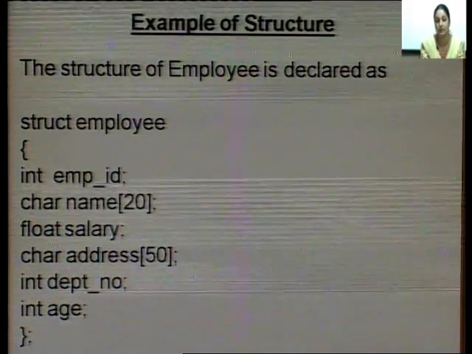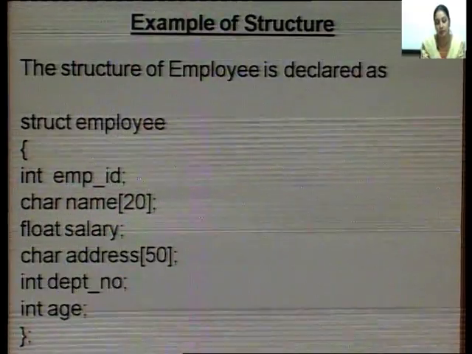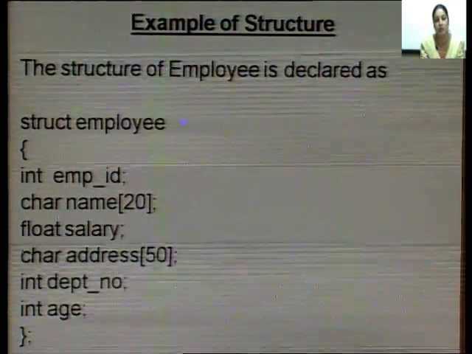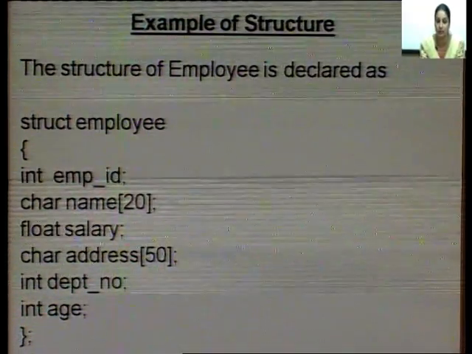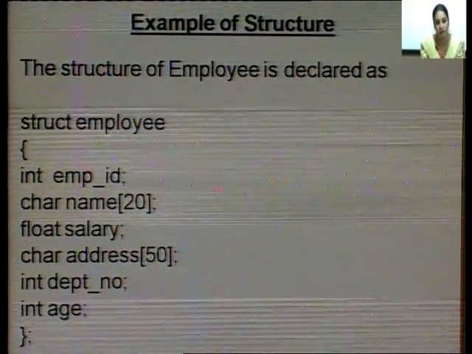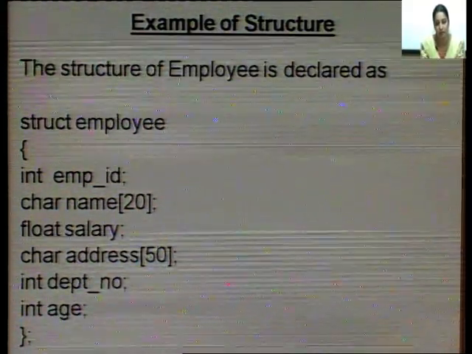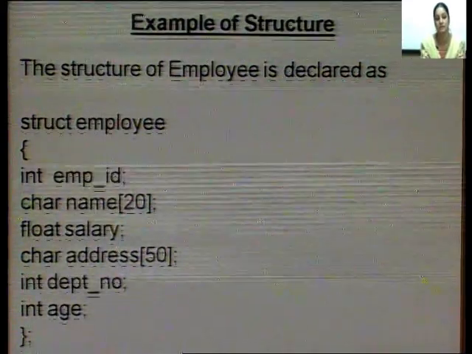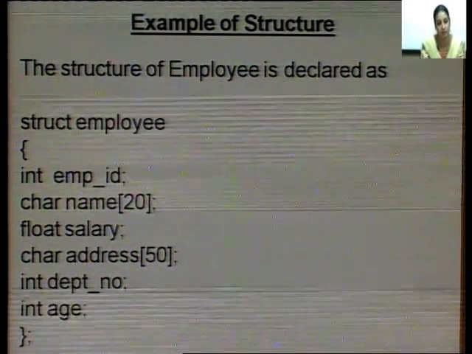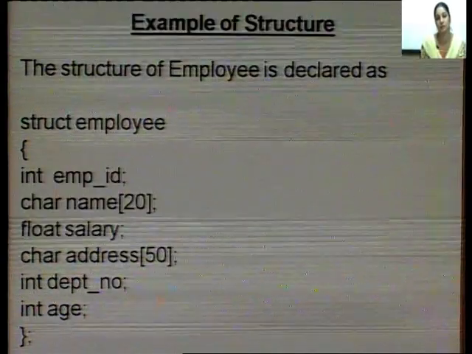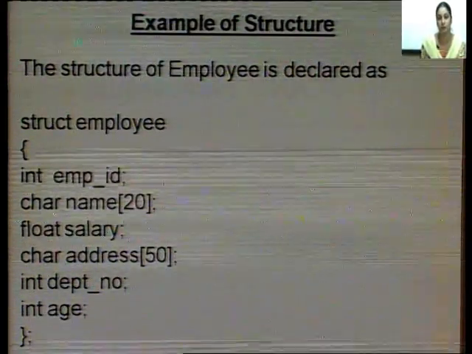And the next one is the department number. The department number is also of integer data type. And the next one is the integer age. The age is also given as an integer type. Then the closing brace, terminated by a semicolon.